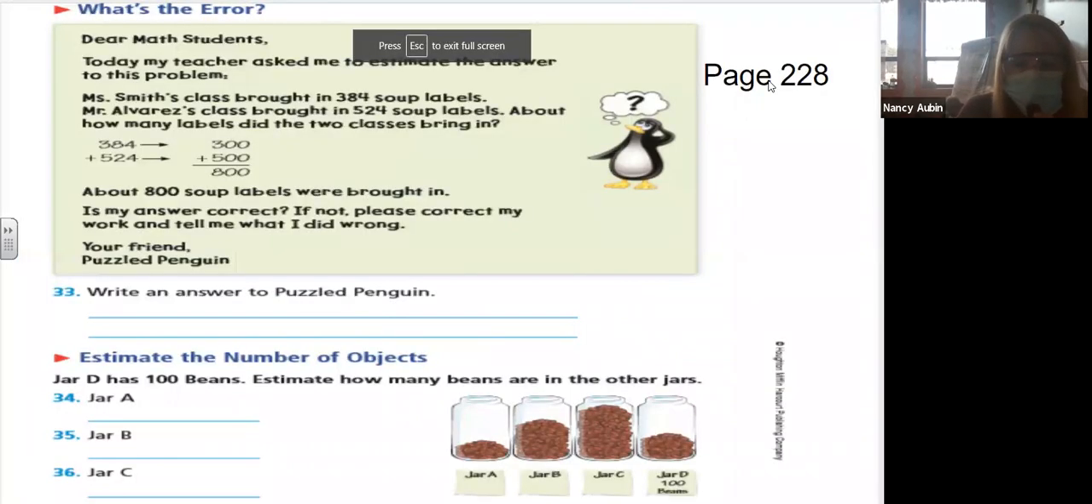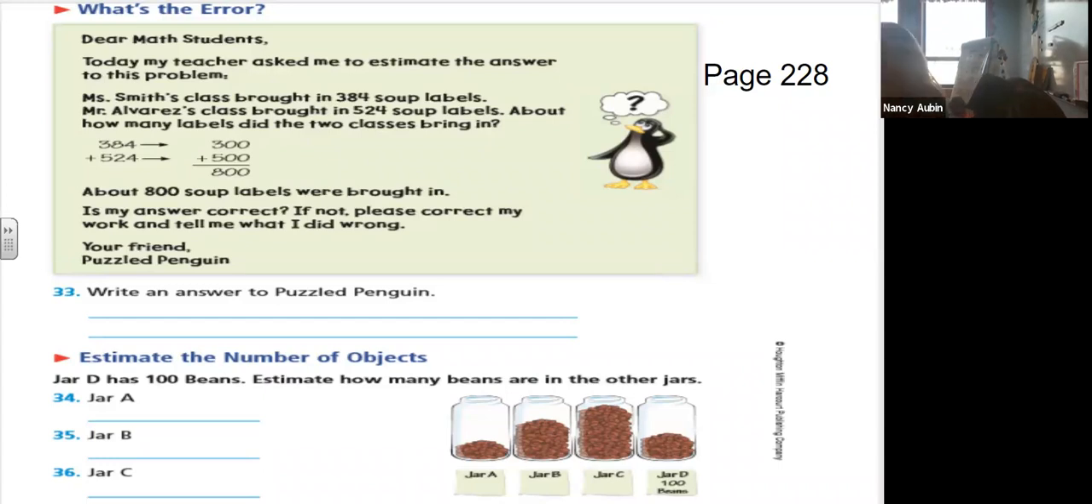So second graders, I'll get yours from you. Leo, Gavin, the rest of you, take a picture of it and upload it to the assignment, please. It's page 228. If you need help ripping it out, I can help you with that. Make sure you put your name at the top. We're not doing the bottom. We're just answering Puzzle Penguin today. Write your name. Nobody's talking. You don't need to chat, right? Put your name at the top.